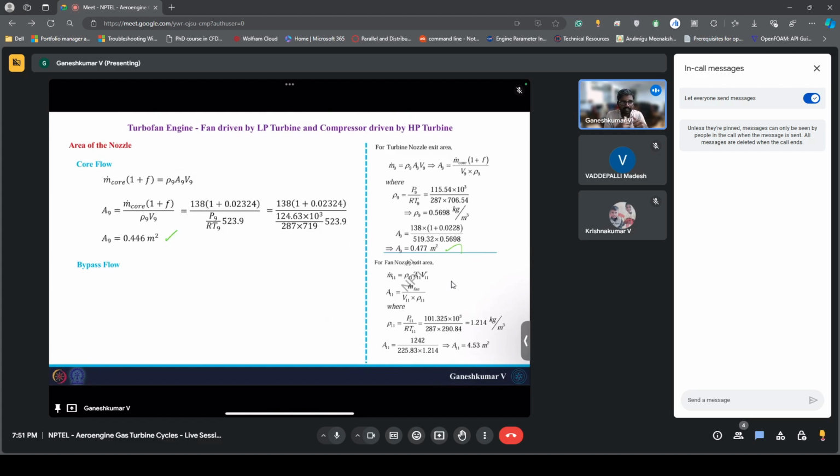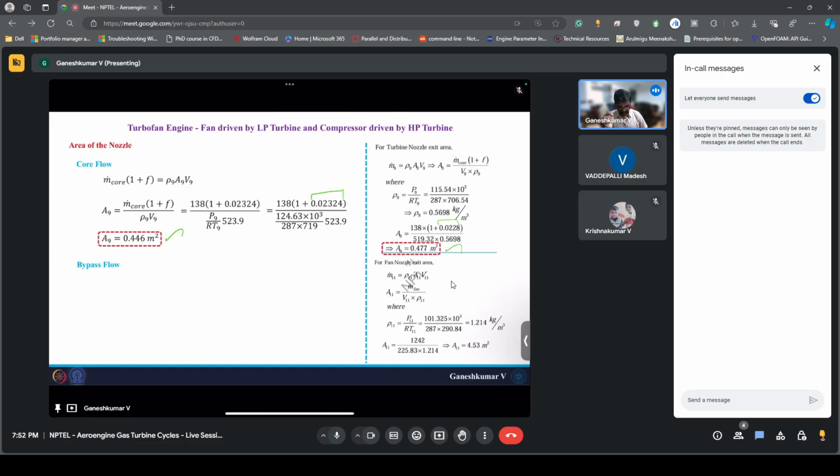The velocity has increased, the area has been reduced, and in fact both density and velocity have increased, which caused the area to reduce, although there is a slight increase in mass flow rate. You can see the mass flow rate has a slight increase because of the additional fuel that we are adding. Even though we are adding that, we would expect the area to increase, but the velocity and the pressure increase have a much higher effect compared to the increase in mass flow rate, which causes the area to reduce. It was 0.446 meters square.